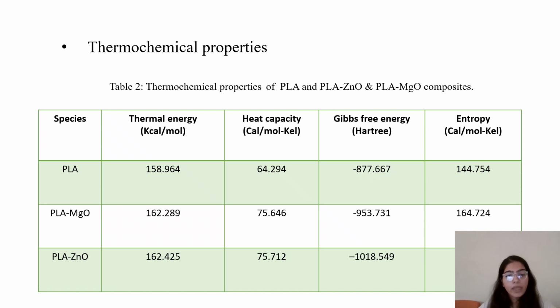Thermochemical properties. We also calculated thermochemical properties such as heat capacity, thermal energy, Gibbs free energy, and entropy. PLA-ZnO has the lowest Gibbs free energy, indicating it's the most thermodynamically stable. It also shows the highest entropy at 167.1 calories per mole Kelvin, suggesting more molecular disorder and possibly better thermal motion. These results support the idea that incorporating metal oxide into PLA enhances its thermal properties and stability.